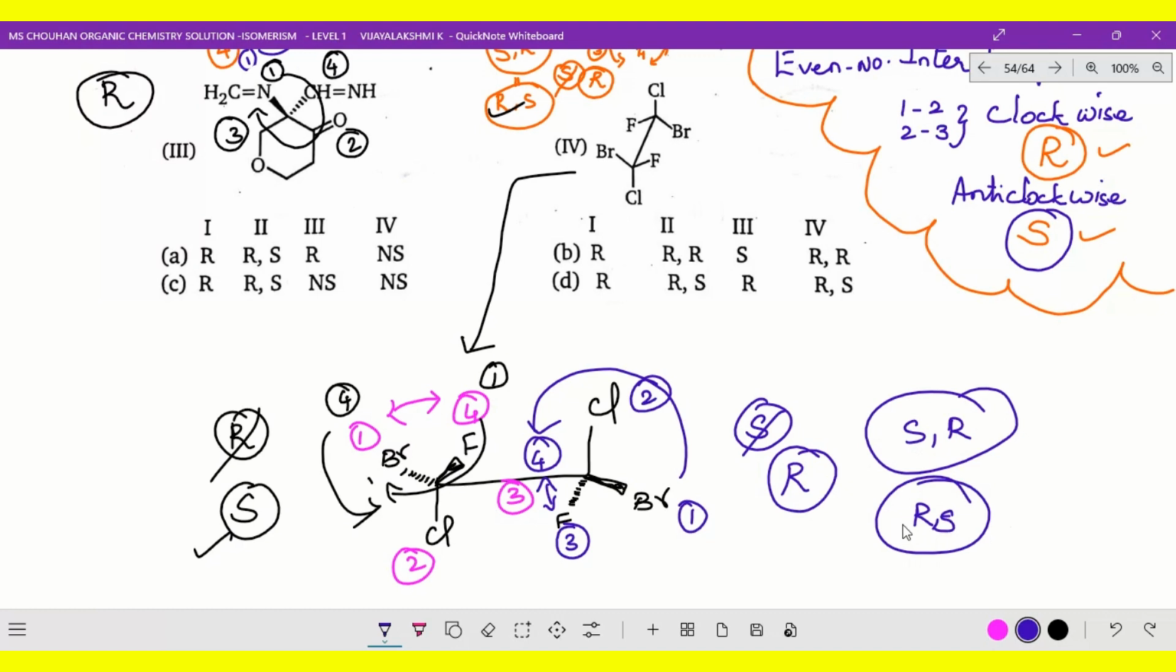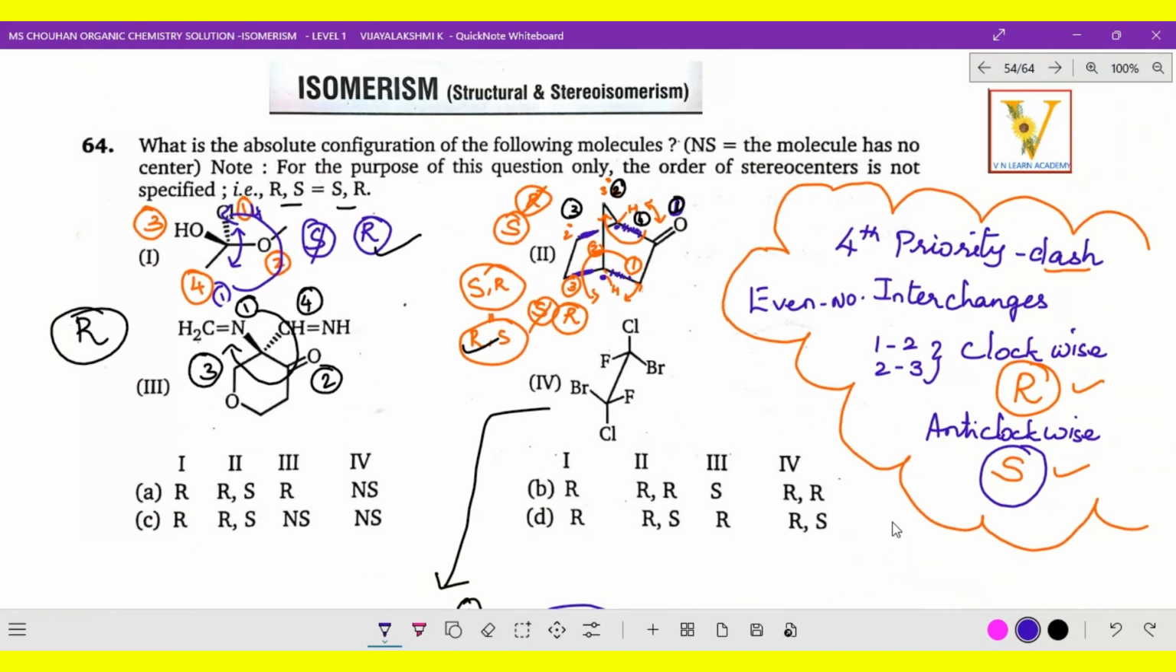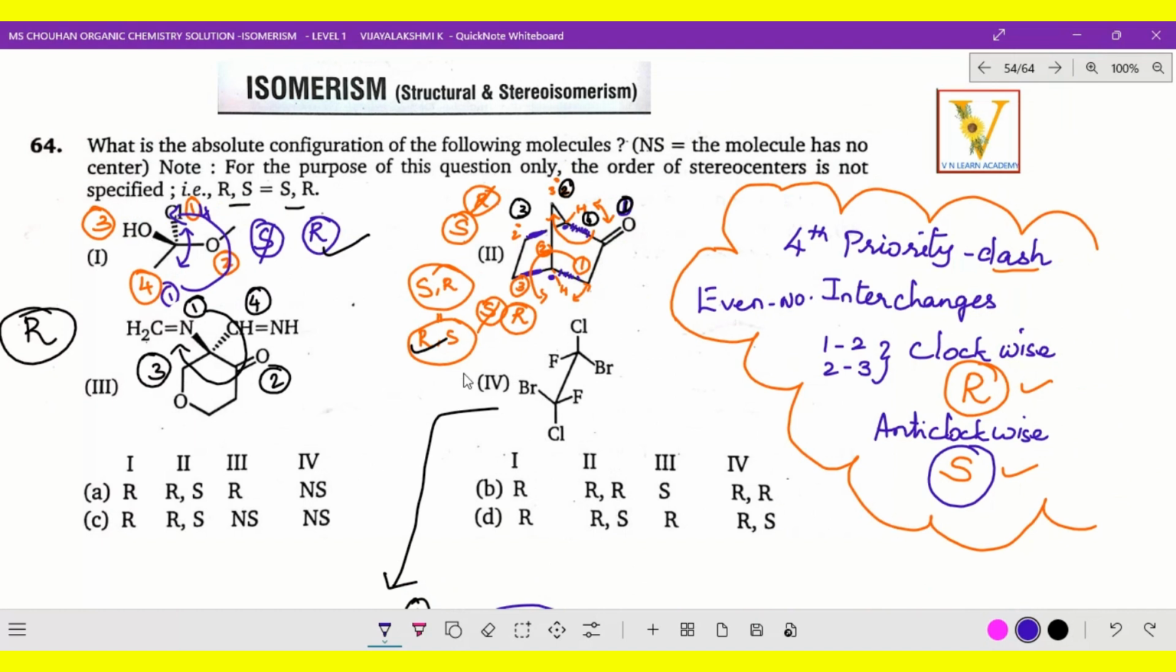So now the first compound is R, second one RS, third one R, and fourth one RS. So R, RS, R, RS. So here the fourth option is the correct option.